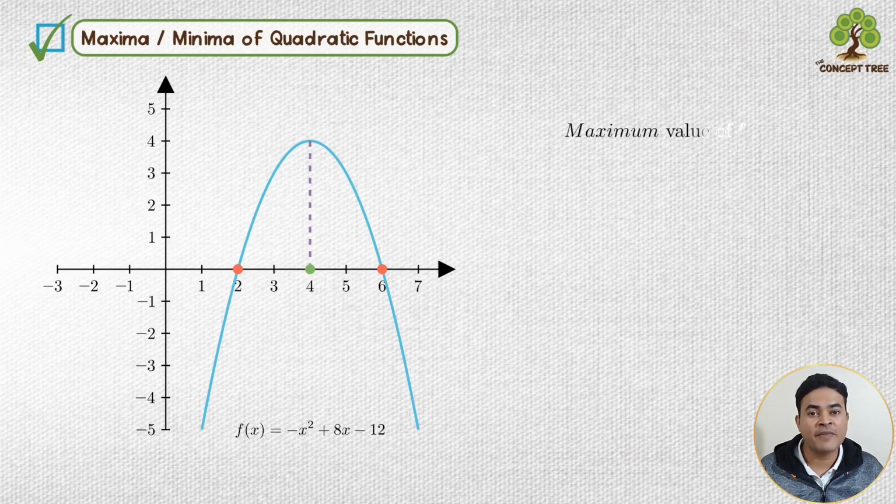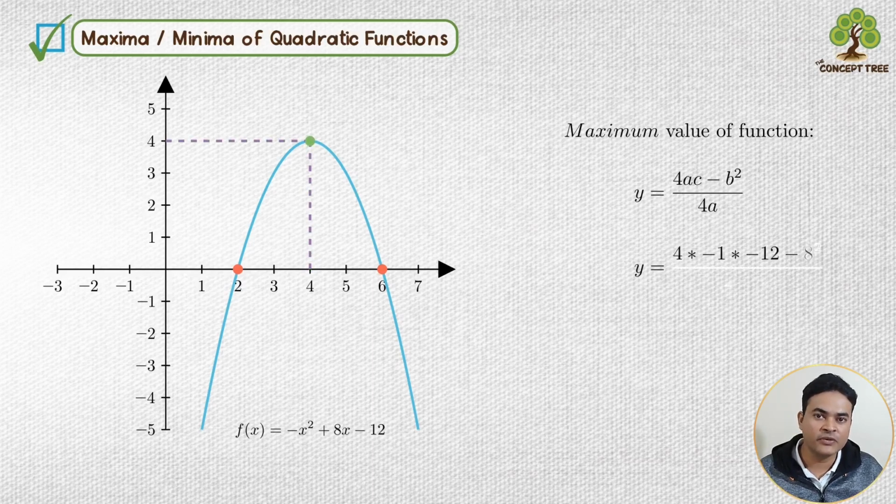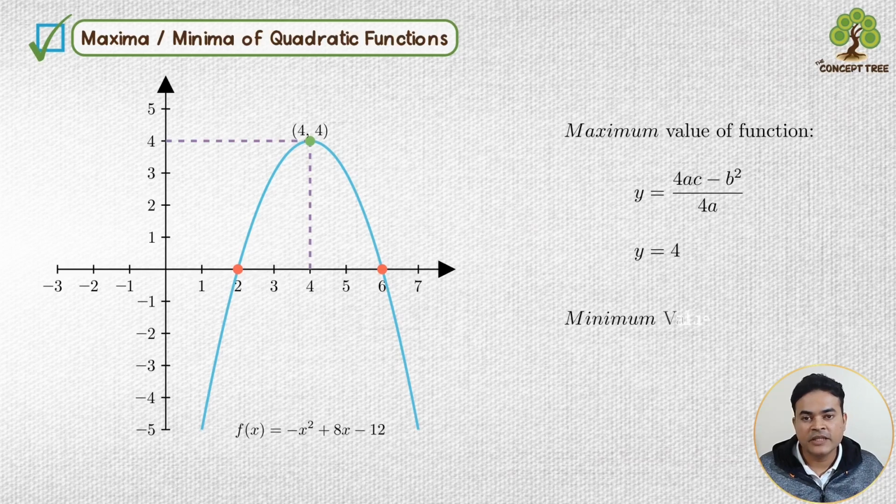Now, to find the maximum value of this function, we can again use the same formula which we applied earlier, 4ac minus b square upon 4a. If we plug the values of a, b, c into the formula, we will get the maximum value that the graph can attain, which in this case is equal to 4. Now, if we see the minimum value of this graph, we can see that there is no lower limit to this graph, right? Therefore, the minimum value of this particular graph is minus infinity.